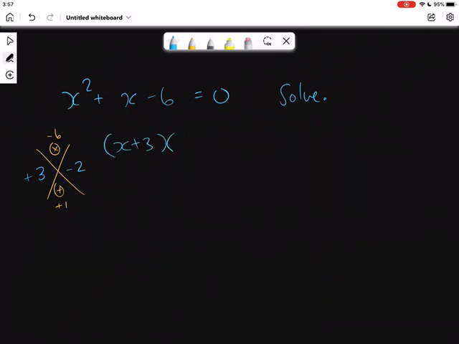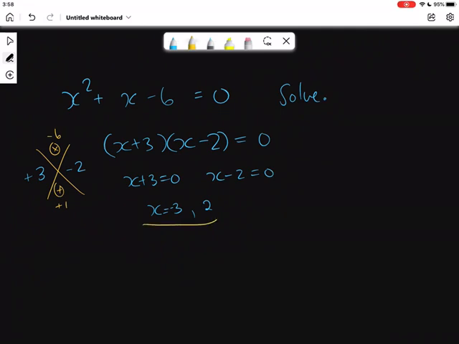So when I factor this, I'm going to get x plus 3 times x minus 2. That's going to give me x squared plus x minus 6, and that's going to equal 0. So then when I go to solve this, I know that x plus 3 equals 0 and x minus 2 equals 0. Therefore, x would have to be -3, and x could be 2 as well. So -3 and 2 are my answers.